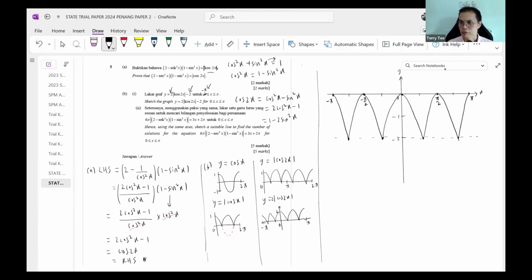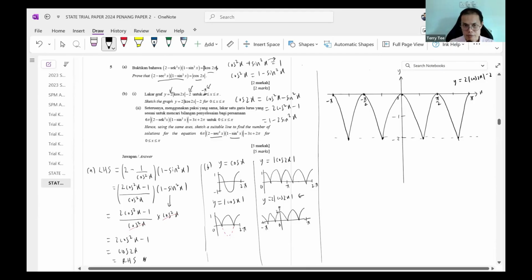This is the graph of y equals 2 modulus cos 2x minus 2, very long. So you have to do the transformation one by one. So I hope you understand my transformation over here. Now, the next thing is we need to find out the number of solutions to this equation. Okay, so let's begin by rearranging this equation. You notice there's a 2 secant square 1 minus sine square, which is already the same as what we are proving in part A. And this entire thing is cos 2x, right?